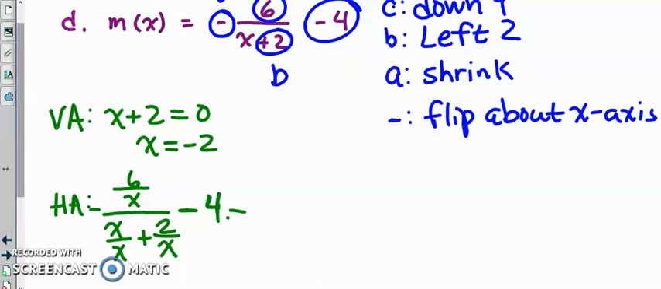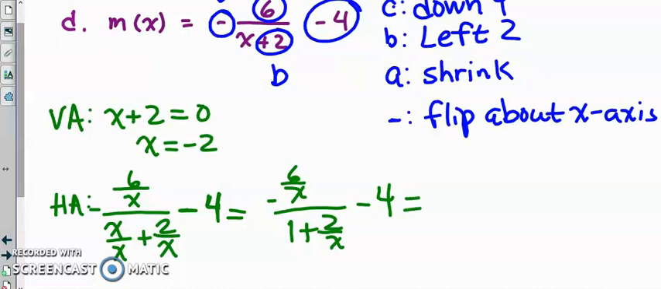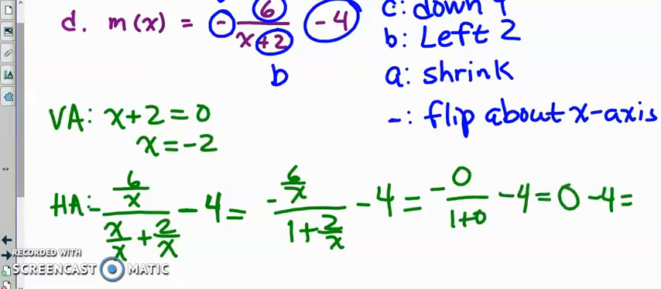All right, so here we simplify things down. You get a -6 over x over 1 plus 2 over x, -4. And again, we talk about fractions. This is not a fraction, -4 is not a fraction. So you get negative, and you get 1 plus 0 here, -4. So this technically is 0 minus 4, which is -4. So our horizontal asymptote is y equals -4.